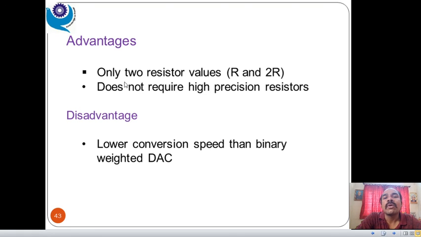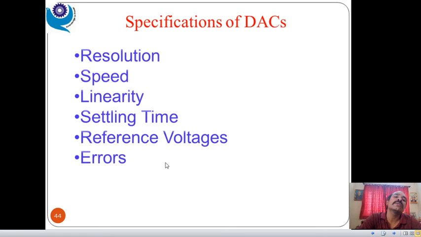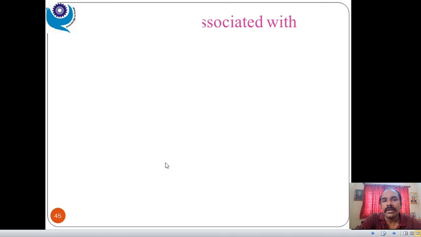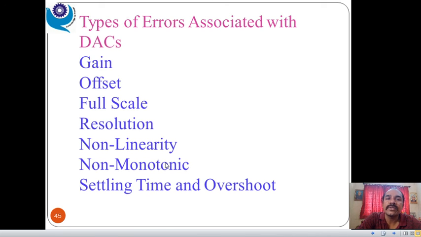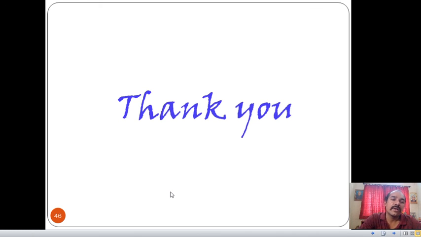The advantage is that only two resistor values are needed, that is R and 2R. It doesn't require high precision resistors. One more drawback is that it has a lower conversion speed than the binary weighted resistor. Specifications of DACs are resolution, speed, linearity, settling time, reference voltages and errors. Similarly, the types of errors associated with a DAC are gain, offset, full scale, resolution, non-linearity, non-monotonic, settling time and overshoot. With this, I'm thankful very much.